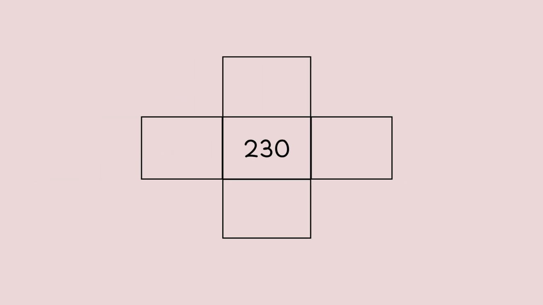Let's try another one. This time, our starting number right in the middle is 230. So, if we hop to the left, we subtract 10. So 230 minus 10 gives us 220. If we hop to the right, we add 10. So 230 plus 10 will give 240.